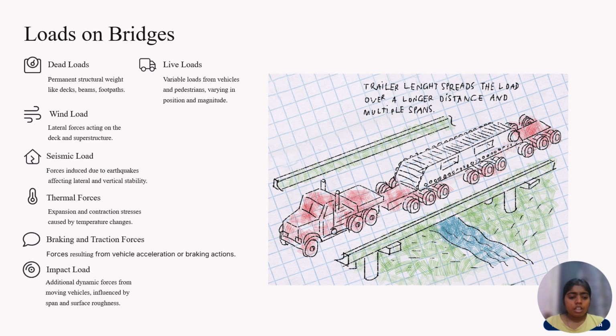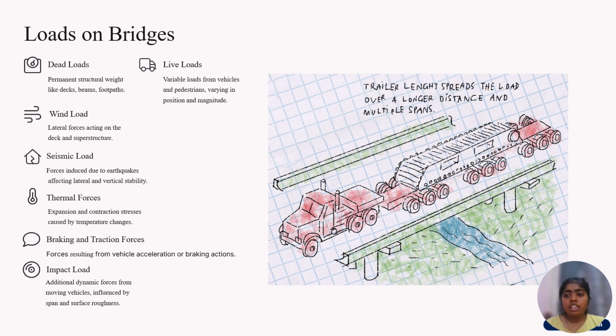Impact load. Impact load is additional dynamic force from moving vehicles, influenced by span and surface roughness. So these loads are dead load, live load, wind load and impact load. These are most probably interconnected to each other.